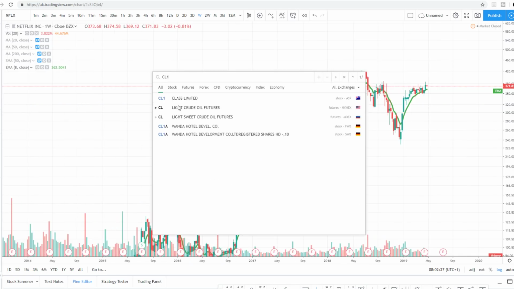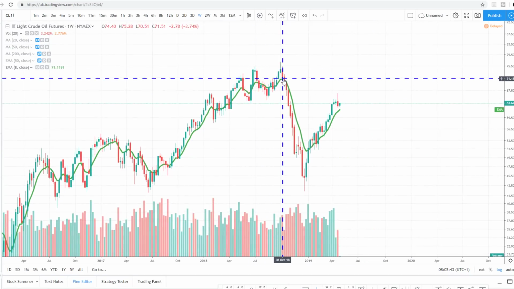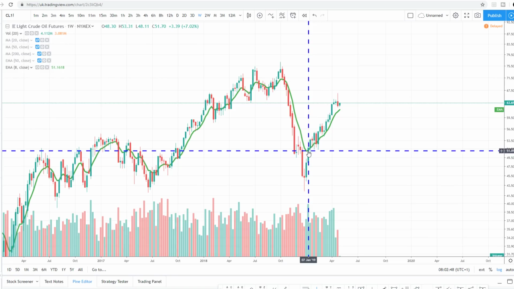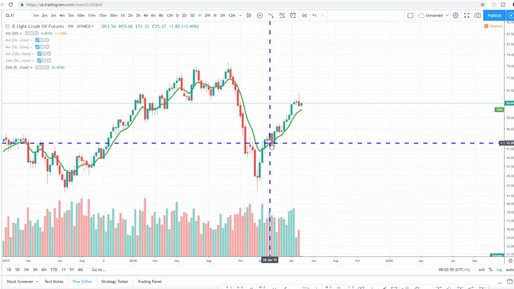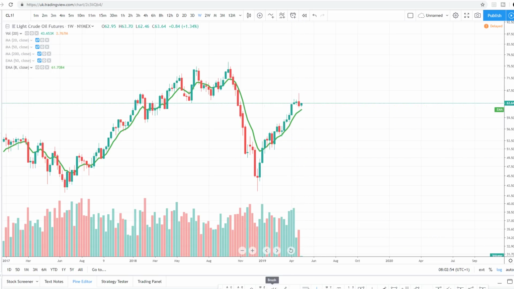Let's take up oil again. I wouldn't be surprised if it works with this because it's been trending really well. Yeah, so it trended all the way down, broke the 8 EMA on the weekly, went all the way down, broke up, and it never really closed below the 8 EMA. So oil technically is still in a nice little uptrend.